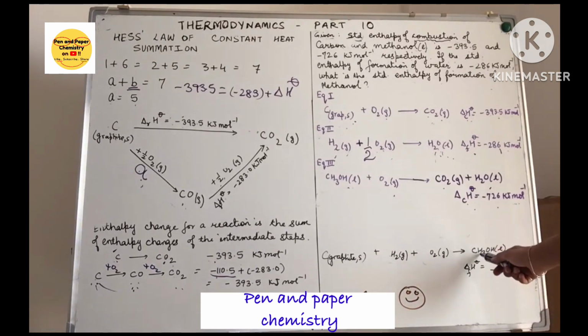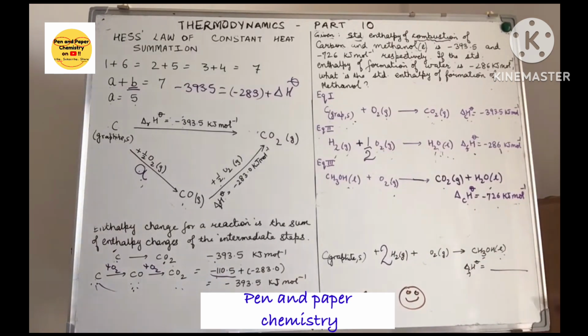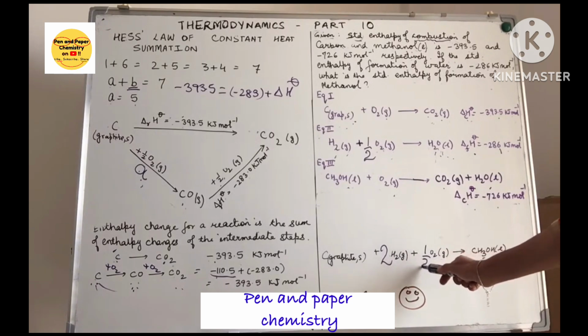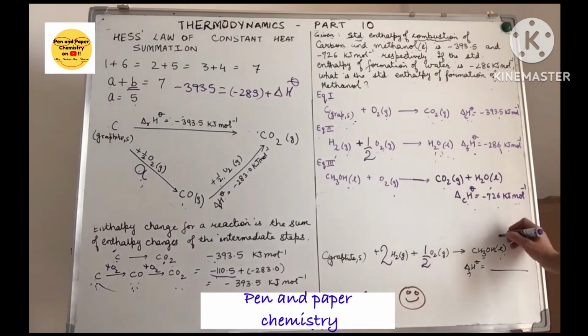So let's balance it. 1 carbon, correct. 3 plus 1, 4 hydrogen. So we put a 2 over here in order to balance this equation. 1 oxygen atom over here. So in order to balance it, we put a fraction over here. We will not put a 2 because then the value that we will get will not be the enthalpy of formation of methanol. That will be the enthalpy of formation of 2 moles of methanol. Now, this is what we want to find out. So this is what, let's call it as our target.